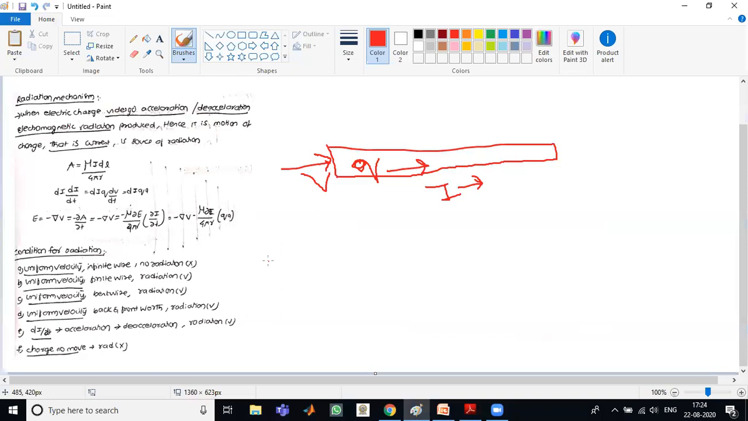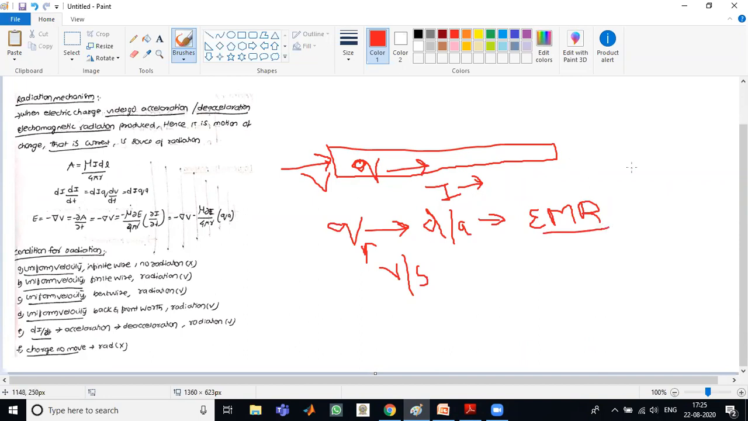When the charge in the antenna undergoes displacement or acceleration, that is, when you apply the source or the voltage, the charge undergoes displacement and acceleration, and electromagnetic radiation is produced. In the case of a conductor, when you apply the voltage, the current is produced. But in the case of antennas, when you apply the potential, the charge accelerates and decelerates and electromagnetic radiation is produced.